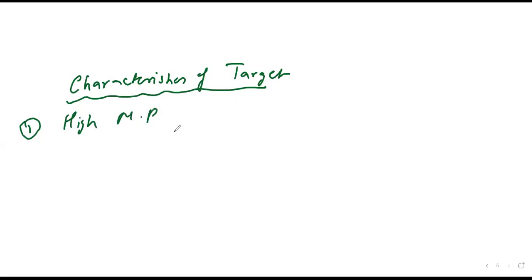Otherwise the whole X-ray machine will be damaged. So it must have a high melting point to withstand the very high temperature which is produced. And then it should have a high atomic number. Why a high atomic number? Because the higher the atomic number, the more hard X-rays will be produced.